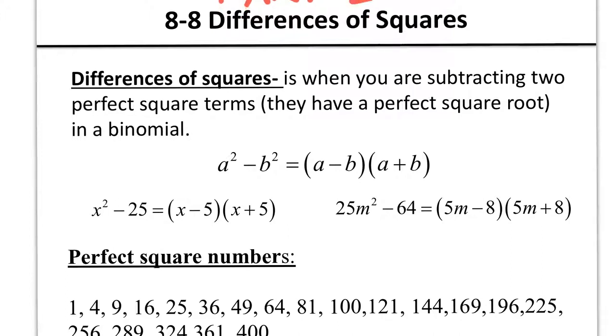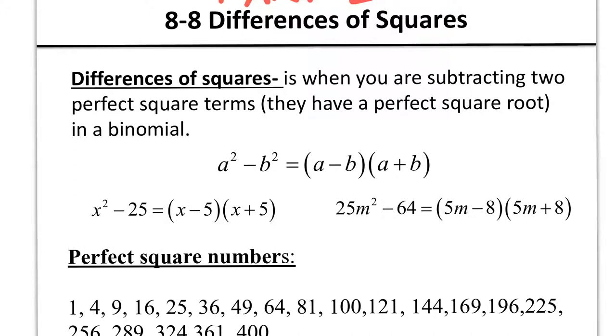So first of all, let's go back and review what a difference of squares is, and I'll give you guys some examples here. A difference of squares is when you are subtracting two perfect square terms. They actually have a perfect square root in a binomial. Now the key words are that you are subtracting and they are perfect square numbers. So the examples you see here, x squared minus 25, that's a difference of squares, and 25m squared minus 64 is also a difference of squares.